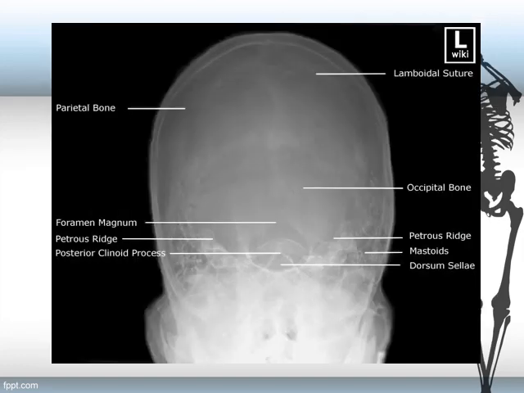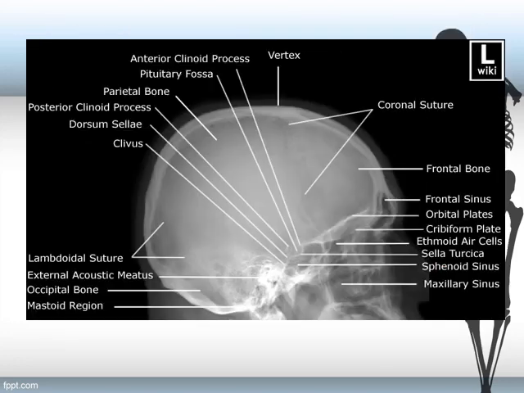So, we have here, this is the back portion. We have the parietal bones, left and right. The lambdoidal suture here. We have here the foramen magnum, the occipital bone, the petrous ridge, the clinoid process, the petrous ridge, mastoids, dorsum cellae, etc. So, each of these structures will be discussed on the succeeding slides, okay? The different structures in the skull of a human individual.